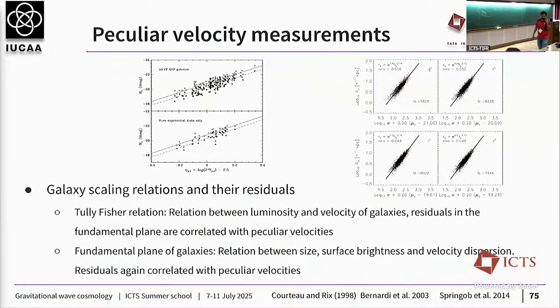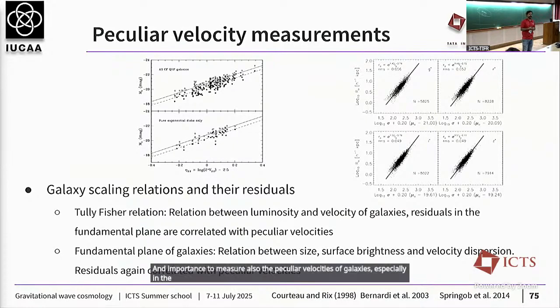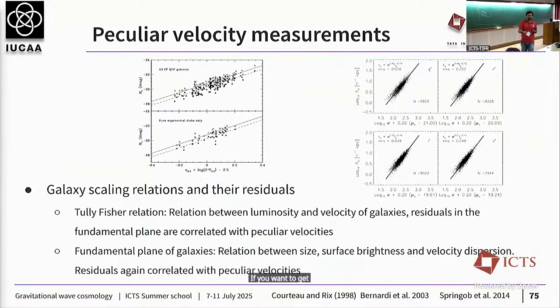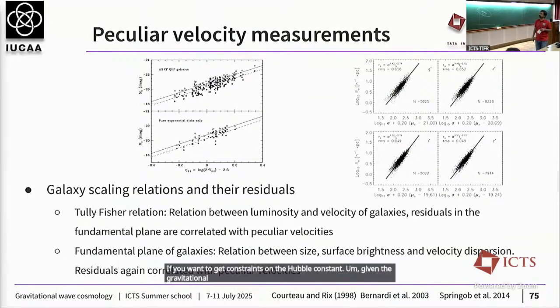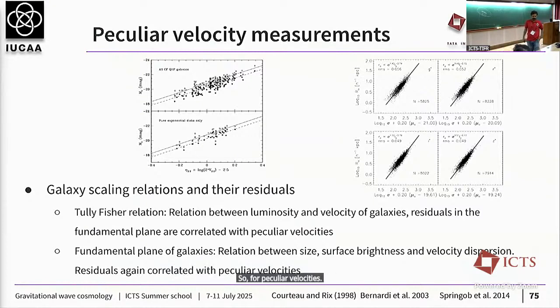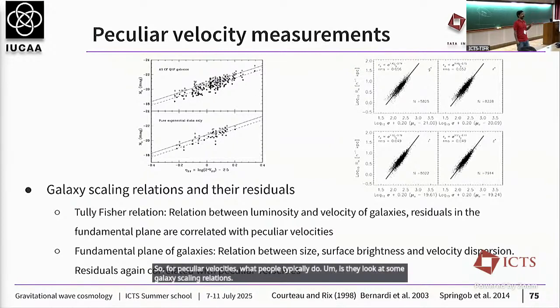Okay, so as you saw, there is an importance to also measure the peculiar velocities of galaxies, especially in the nearby universe, if you want to get constraints on the Hubble constant, given the gravitational wave data. So how do people really measure these peculiar velocities? For peculiar velocities, what people typically do is they look at some galaxy scaling relations, okay? And in particular, their residuals.